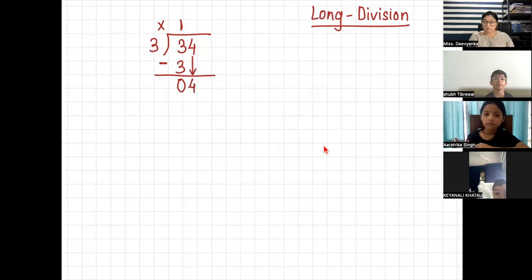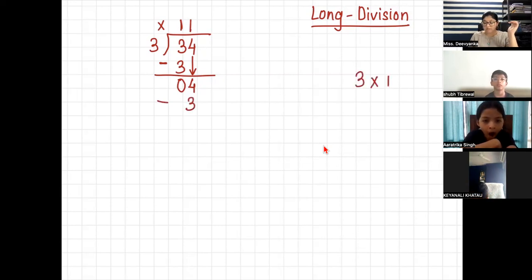What is the next number? 4. Now, does the number 4 come in the table of 3? No. 3 ones are 3 and 3 twos are 6. So 4 is somewhere between 3 and 6. So instead of taking 4, we are going to take the lesser number. So we are going to multiply 3 again with 1. So 3 ones are 3, because 3 ones are 3 and 3 twos are 6.